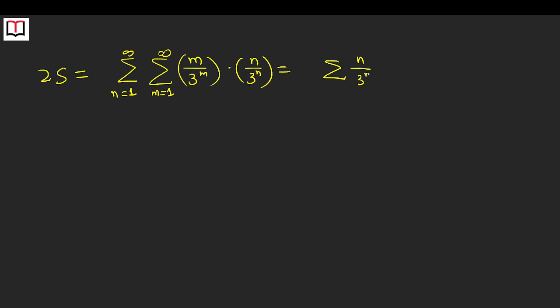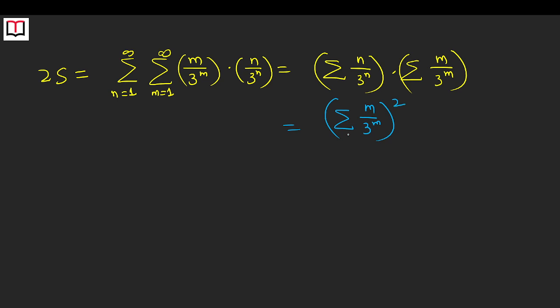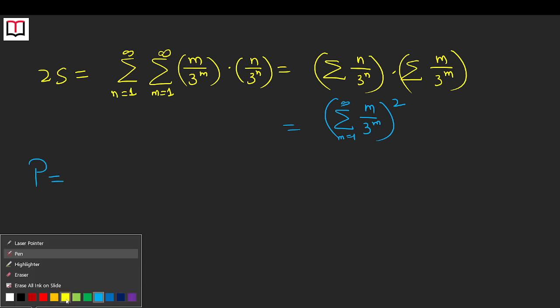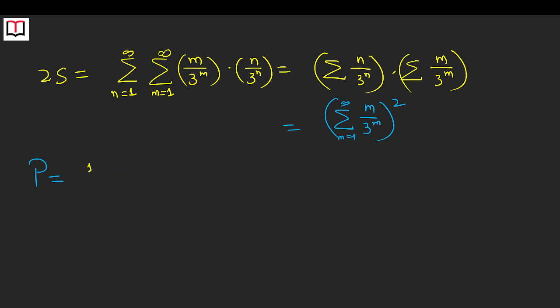So 2s is the double summation of m by 3 raised power m into n by 3 raised power n. For variable m, n is a constant, and for variable n, m is a constant, so I can easily write it as n upon 3 raised power n into summation m upon 3 raised power m. Or I can simply write it as summation m by 3 raised power m, because they are altogether the same, m goes from 1 to infinity. Now that's a simple, I will call it P, a simple AGP, arithmetico-geometric progression. So 1 by 3 plus 2 by 3 square plus 3 by 3 cube.